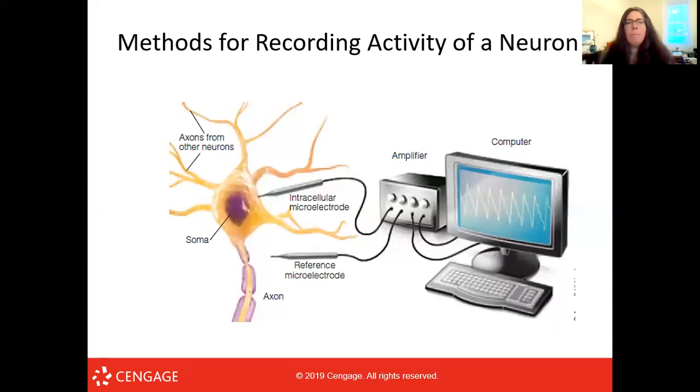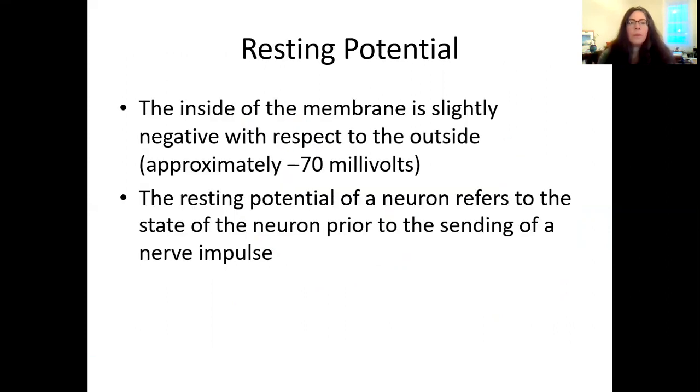And we can measure the activity of a neuron by inserting an electrode into the cell and having a reference electrode outside of the cell. Now, like I said before, the inside of the membrane is slightly negative with respect to the outside of the cell. So it's approximately negative 70 millivolts. That's the resting potential of the neuron. And that's the state of the neuron prior to sending a nerve impulse.